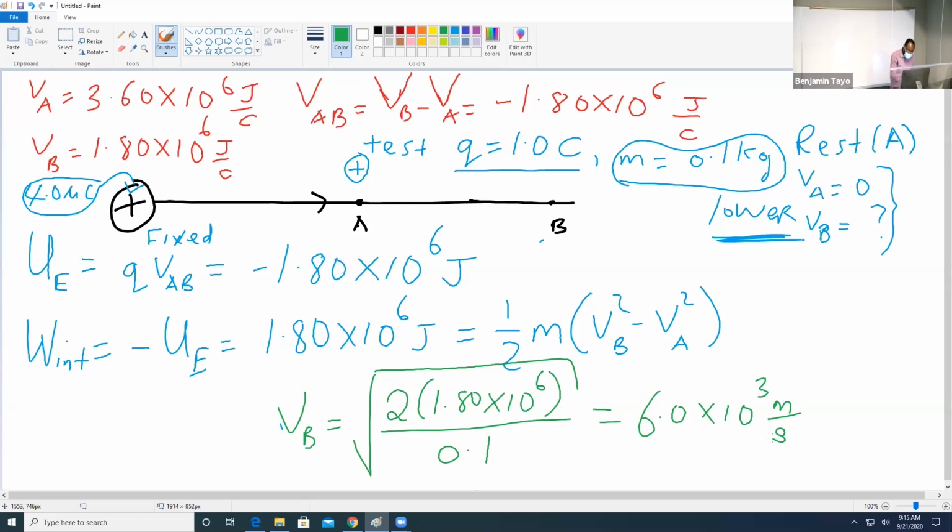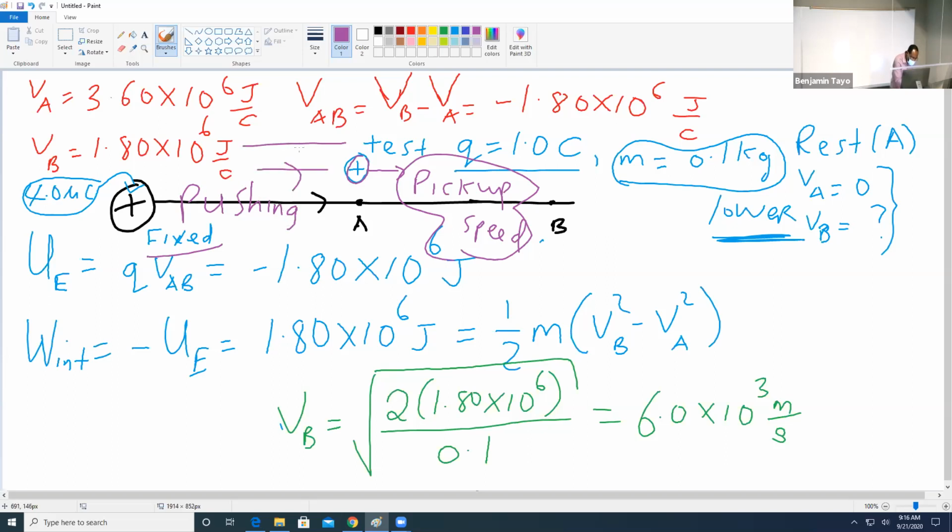So basically, what this problem is telling me is that when you put a test charge here, the test charge is going to pick up speed. This is picking up speed because the fixed charge is pushing. So the electric field is pushing that particle. And when there is a force acting on the charge, we give it energy, and this energy is going to show up as an increase in the kinetic energy.